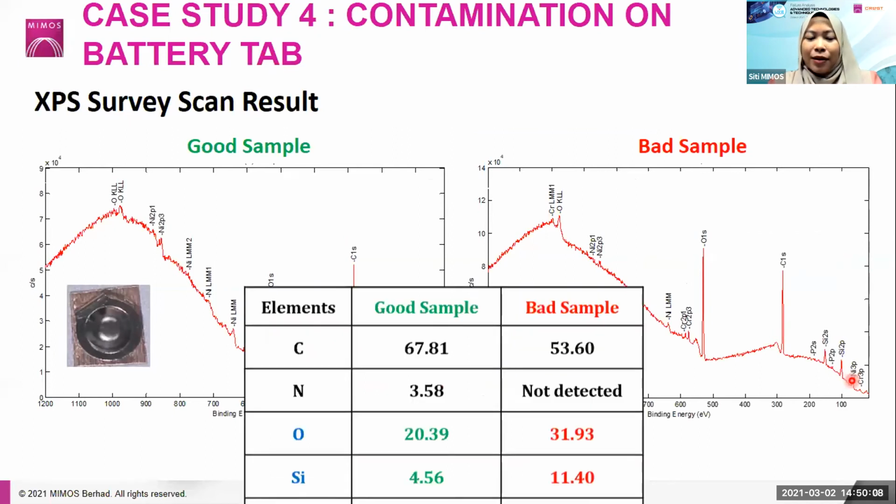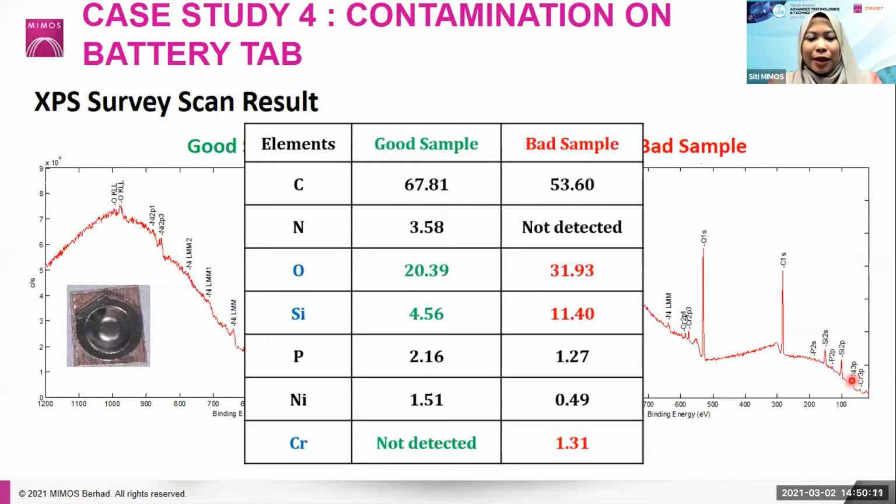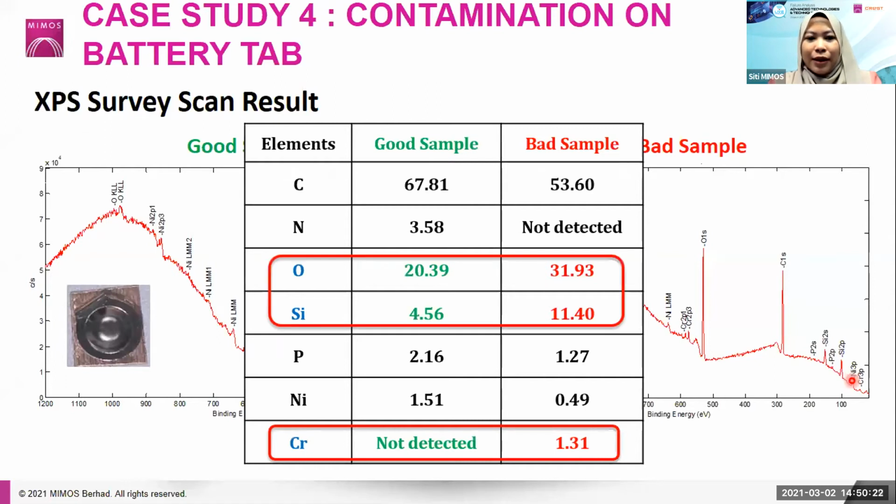So this is the result from XPS survey scan for the good and bad sample. If we compare the detected element as tabulated here, we can see that there's a presence of chromium on the bad sample, but it is not detected on the good sample. Additionally, we can also observe that the atomic percentage of silicon and also oxygen is much higher on the bad sample as compared with the good sample. So this data provides us the clue that the failure on the bad sample is likely to be contributed by these elements.